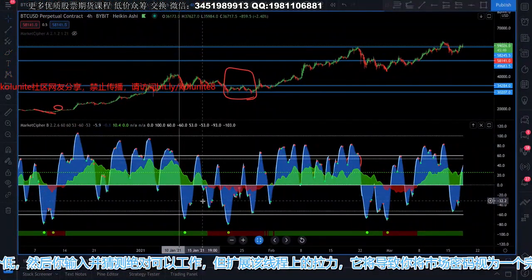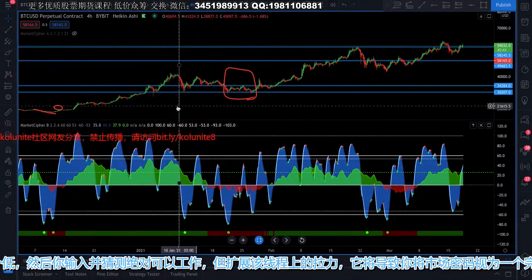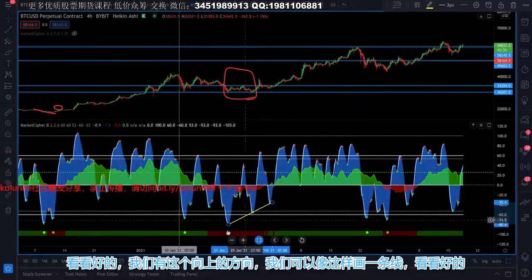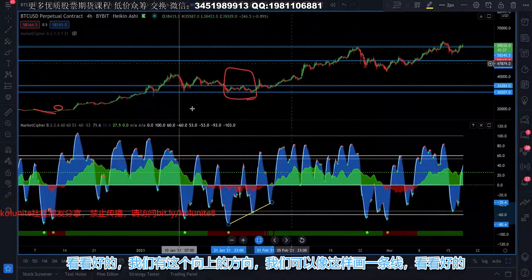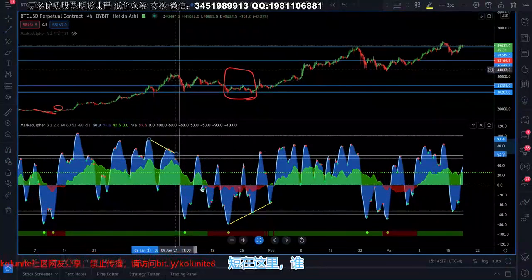But expand on that, pull on that thread, and it will lead you to looking at Market Cipher B as an entire entity. Because of course, we can draw a line like this and see, okay, we had this upward direction, go long here, boom. We can draw a line like this and see, okay, we have downward direction, we short here, boom.